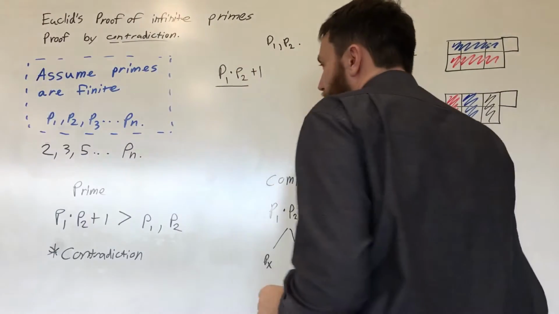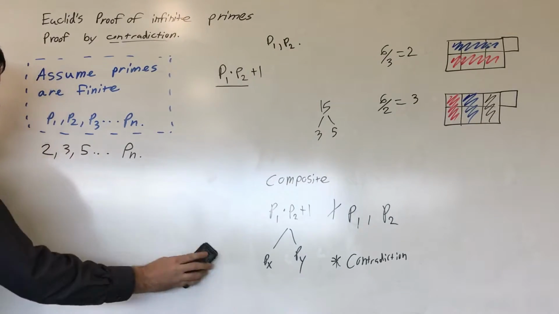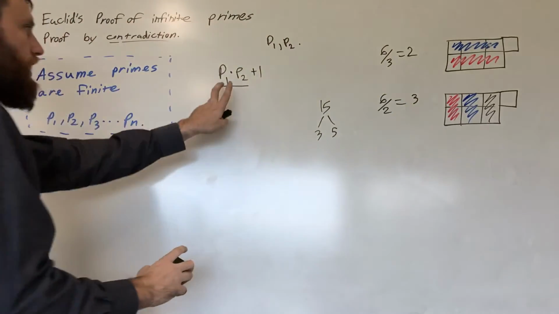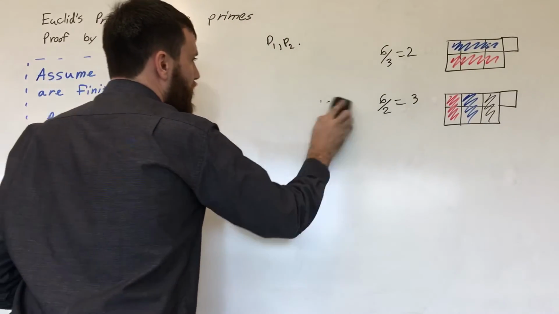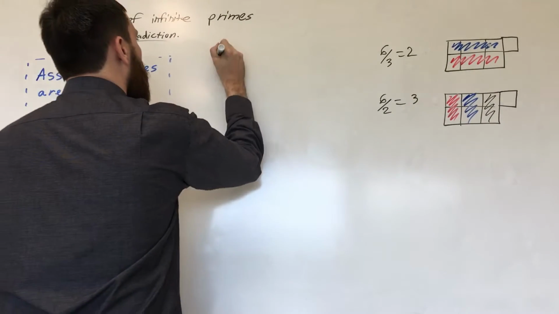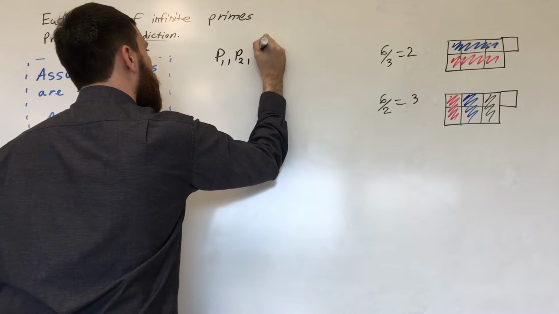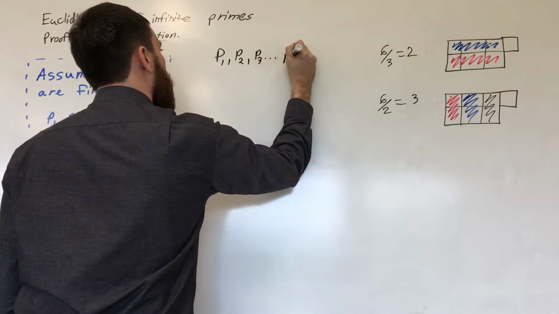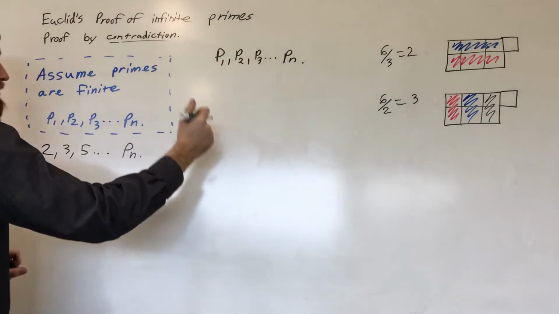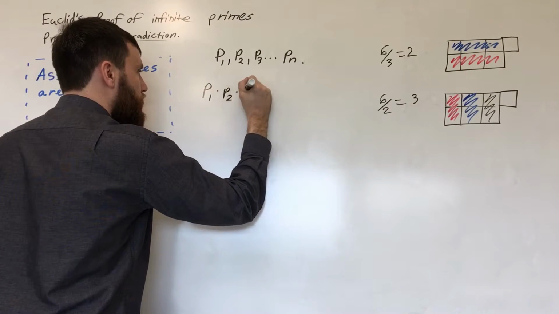So with this logic, we can continue. Instead of just making a list that's too long, which just has two elements, we can make a list that has however many we want. So we have the list of primes. We're going to assume that this is a complete list. We're going to take them and multiply them all by each other.